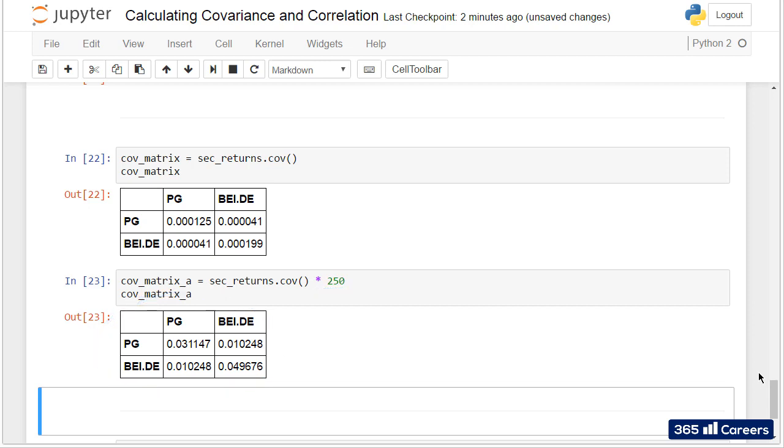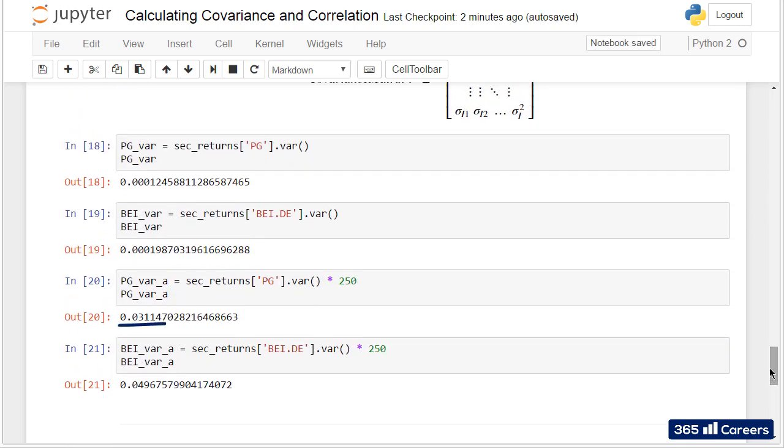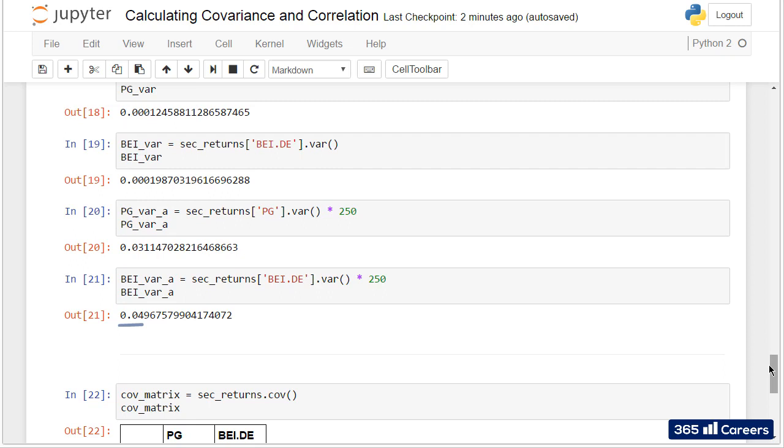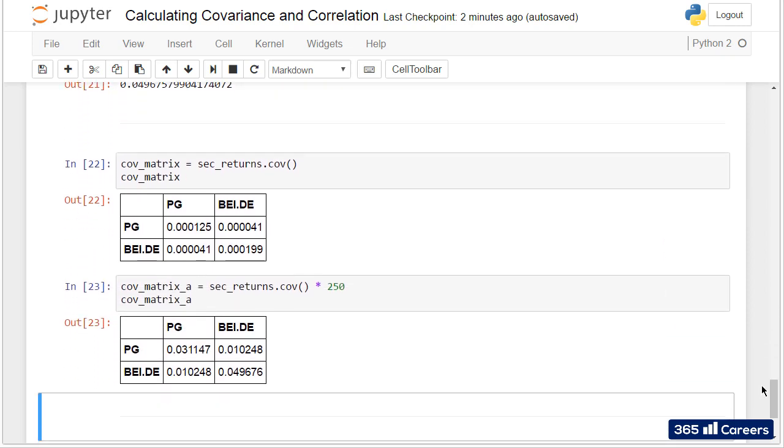Let's examine this matrix cell by cell. The cell in the top left corner shows us the variance of the P&G stock. Is it so? Let's check. Yes, 100%. The cell in the bottom right corner represents the variance of the other stock we are examining, Beiersdorf. Check. The cov method is useful because it allows us to obtain the other number more easily. The remaining two cells show the same value because the covariance between P&G and Beiersdorf and the covariance between Beiersdorf and P&G is the same.